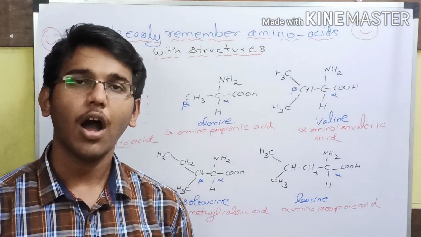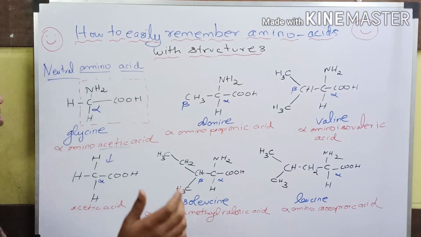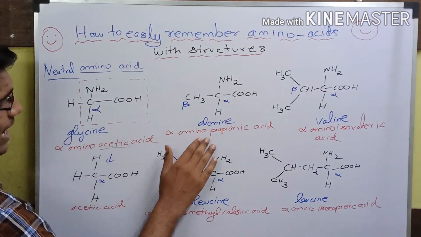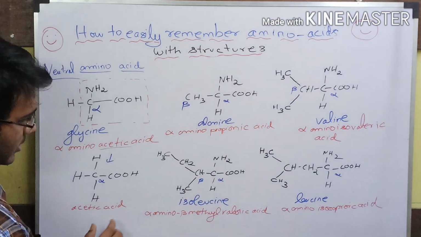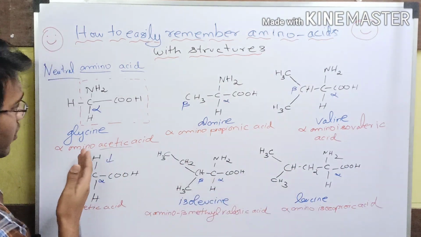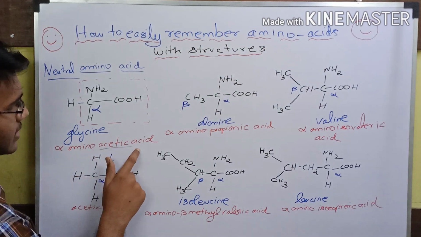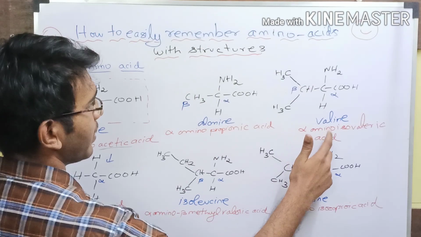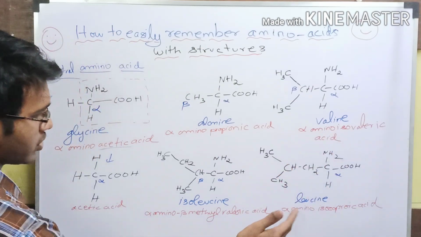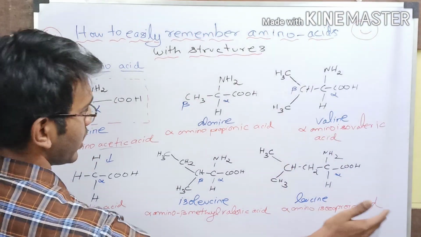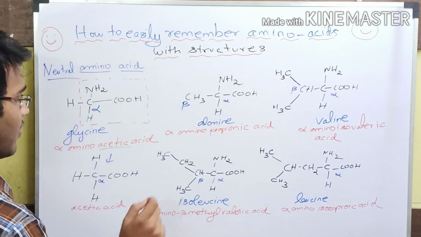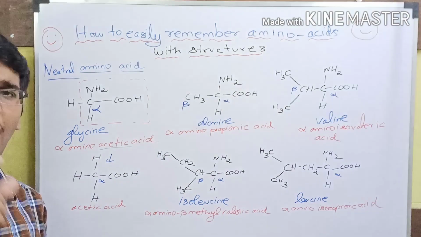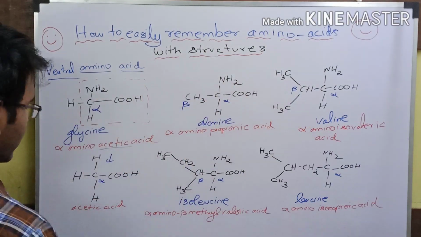Now let us see how to easily remember the structures of neutral amino acids. The neutral amino acids are glycine, alanine, valine, leucine, and isoleucine. Another name of glycine is alpha amino acetic acid, alanine is alpha amino propionic acid, for valine it is alpha amino isovaleric acid, for leucine it is alpha amino isocaproic acid, and for isoleucine it is alpha amino beta methyl valeric acid. Now let us see how to easily remember these structures.